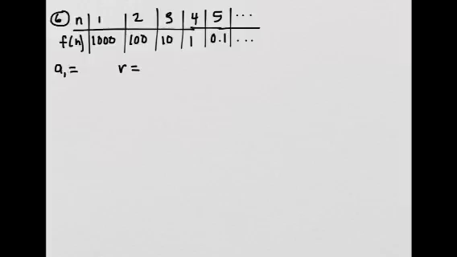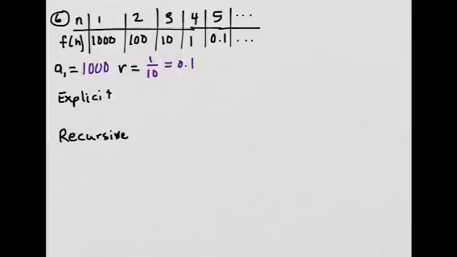So for number 6, a sub 1, that's your first number on the list, is 1000. The ratio, just to show you that I can take any two consecutive numbers, I'll take the fourth number, which is 1, over the third number, which is 10. Okay, so that's 0.1. And again, you could keep it as a decimal or keep it as a fraction, it's up to you.